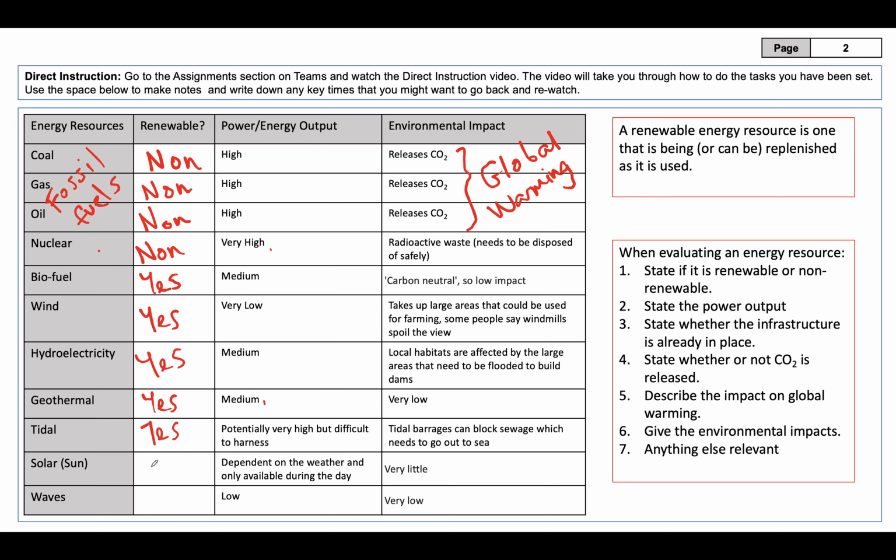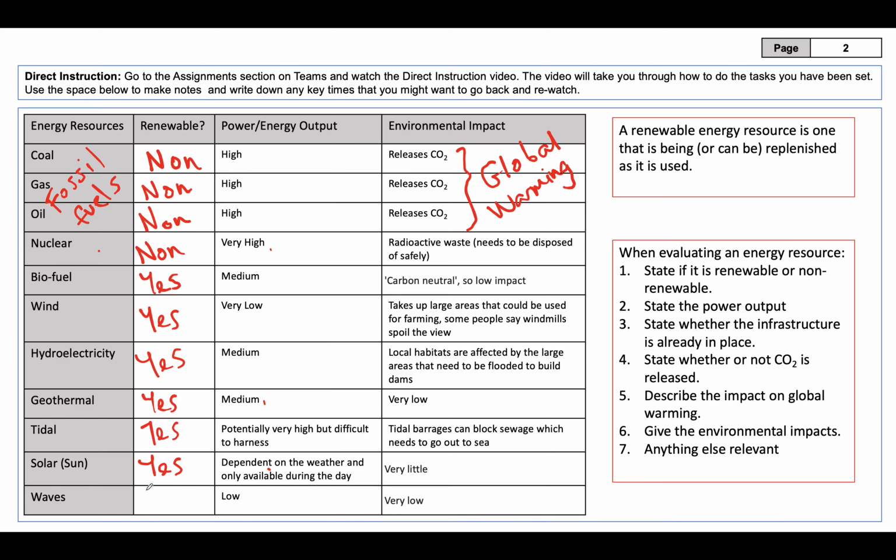Solar, so we can use solar panels to convert the sun's light energy into electrical energy. The sun's always going to shine as far as we're concerned, so yes, that's renewable. The problems are you can only use it in the daytime. If you use it in the UK, it's a bit cloudy, so it's probably not going to be very good.